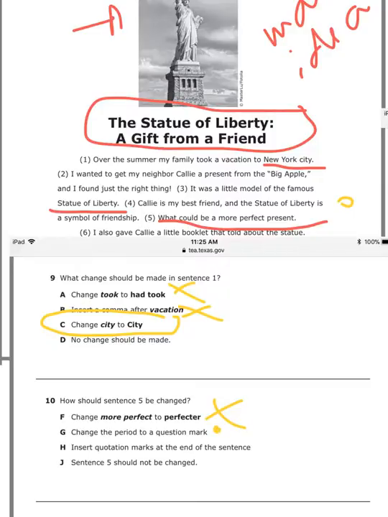It's a question. Insert quotation marks at the end of the sentence. No, because there are no quotation marks at the beginning. So why would you have them just at the end? Sentence 5 should not be changed. No, it should. So my correct answer is letter G. Change the period to a question mark. What could be more perfect? All right.